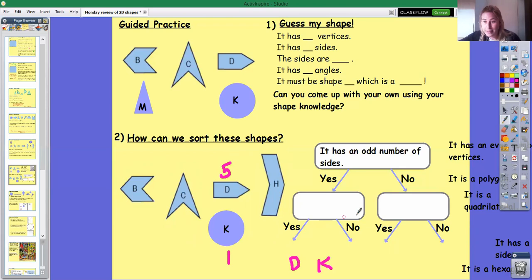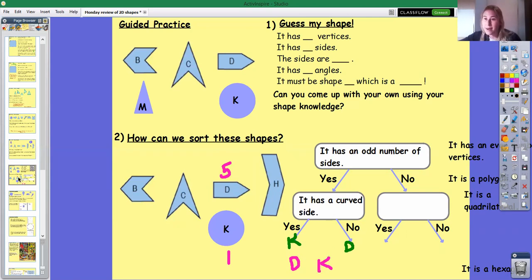So I'd still need to have a question here that would help me separate D and K. So I might say it has a curved side. And so which one has a curved side? It's K. So K is yes in this one, and D is no. So hopefully you can see how the information that you choose depends on how the shapes get sorted at the end. Hopefully that makes sense.